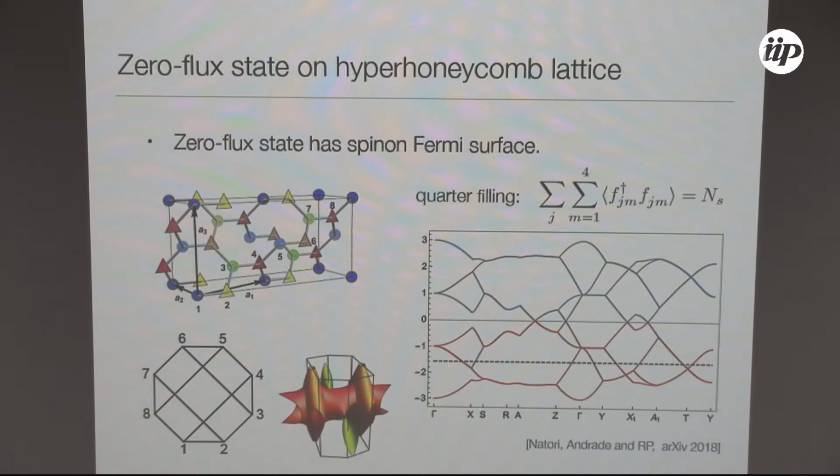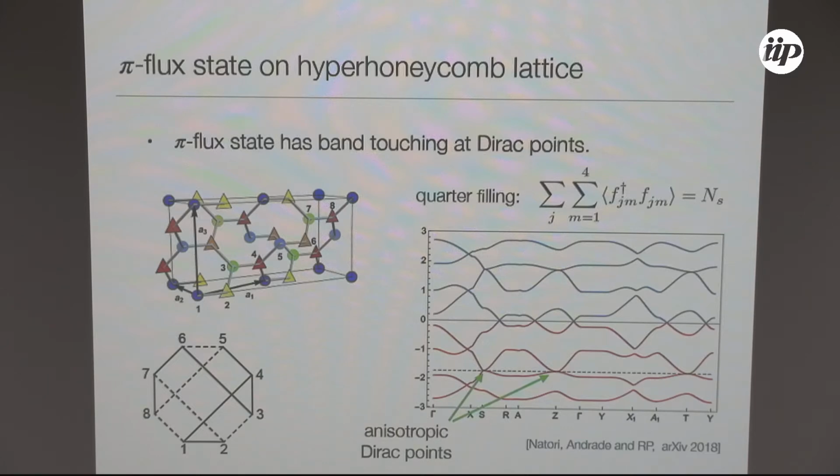In this case, we can calculate the band structure that comes out of this mean field Hamiltonian, and the Fermi level is fixed by the quarter filling condition, and it crosses the bands here. So this defines a state that has a Fermi surface in 3 dimensions. So this would be a spinon Fermi surface state, the zero-flux state. Another state we looked at was the pi-flux state. It is also relatively simple. It's time reversal symmetric. In this case, we have to modify the mean field parameters, changing the sign of the hoppings on the dashed lines here that connect the sites in the unit cell. And it's interesting that instead of a Fermi surface, we get band touching at Dirac points here. Here's the Fermi level.